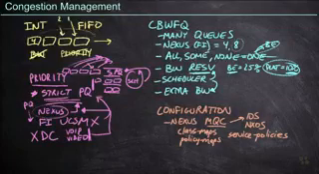Our class maps are going to define our queues, so we apply lots of class maps into a policy map. Our policy map is where we apply the policy, so things like bandwidth, for example, and then we map our policy maps to interfaces using service policies.